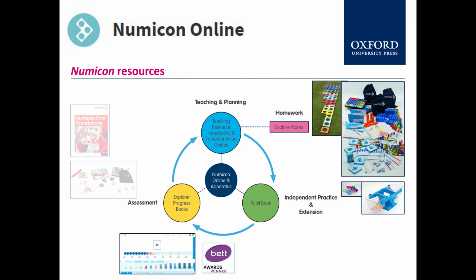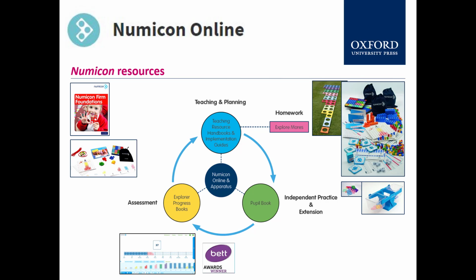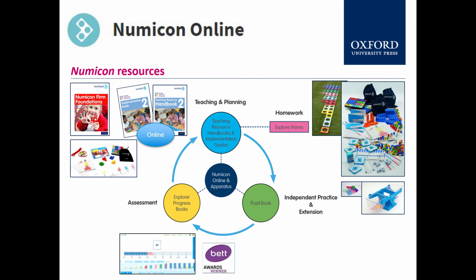For core teaching, First Steps with Numicon in the nursery and Firm Foundation kits are there to give younger learners the right start. For Numicon 1 to 6, teaching is carried out using the activities in the Teaching Resource Handbooks. These come with implementation guides which support subject knowledge, explain key ideas, and include a glossary of mathematical terms. With Numicon Online, you get access to a digital version of all the Teaching Resource Handbooks and information from the implementation guides. You can follow up the teaching activities with Numicon Pupil Books.